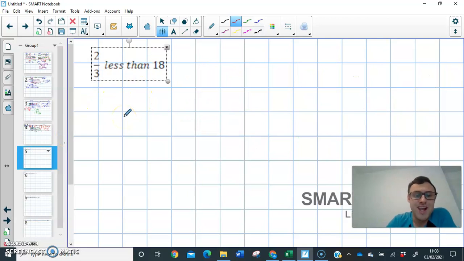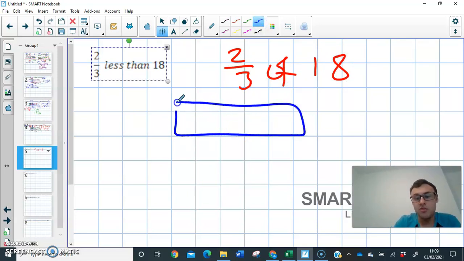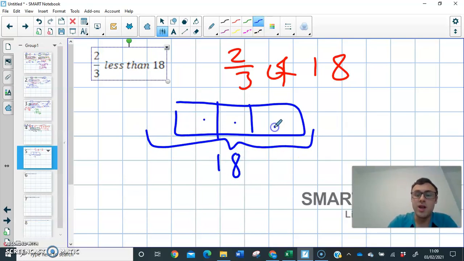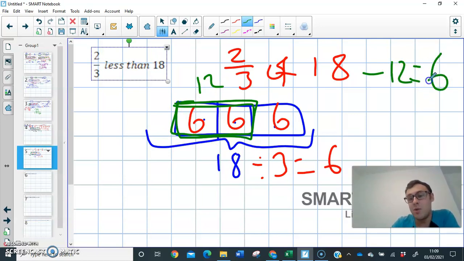Again here, 2/3 less than 18. Well, first thing I'm going to do is work out 2/3 of 18 by drawing myself a bar. I'm splitting it into 3. We know the question is representing 18 here, so I'm going to work out what each of these are by dividing by 3. I know that each of these here are 6. So 2/3 less than 18. Well, I'm starting with 18. I'm then taking 2 of those thirds away. So I'm taking away these 2 green parts here, which is 12. So I need to do 18, take away the 12, which leaves me with 6. So my answer is just simply 6.